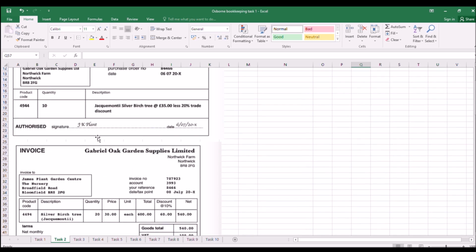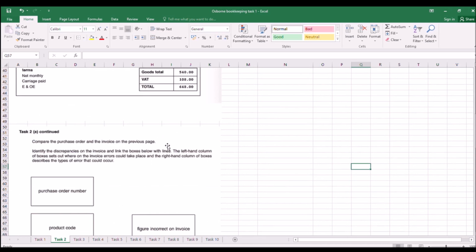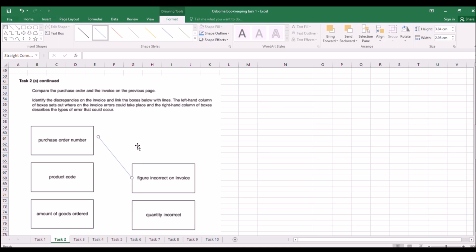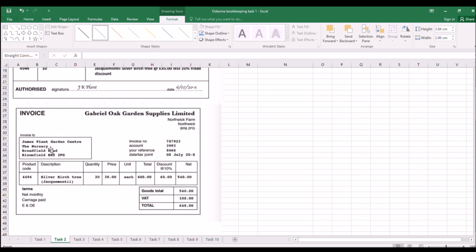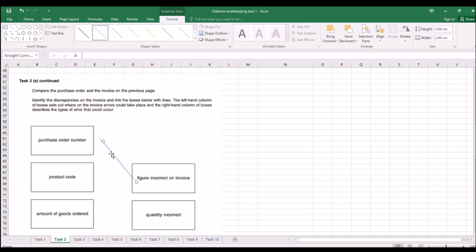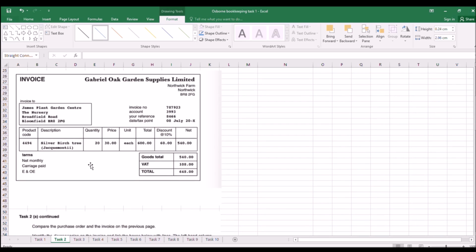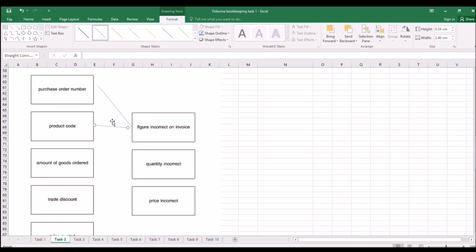Right, so is the purchase order the same? No, it's different. So the purchase order number is different, so we're going to have a shape in here. And so, incorrect figure on invoice. Okay. Is the product code the same? The product code is 4944 on one, and 4494 on the other, so they're different as well. So that's different, incorrect figure on the invoice. Amounts of goods ordered: they order 10, we send them 20. So that's going to be quantity incorrect.